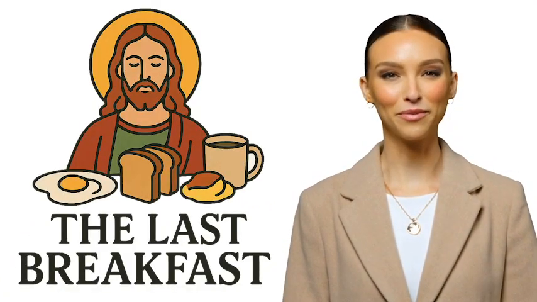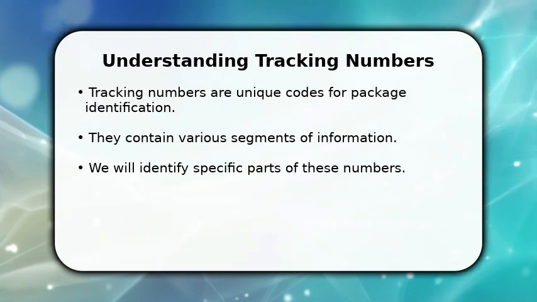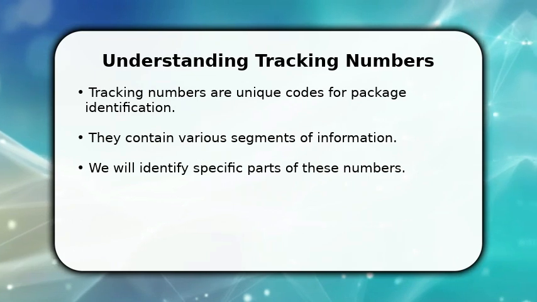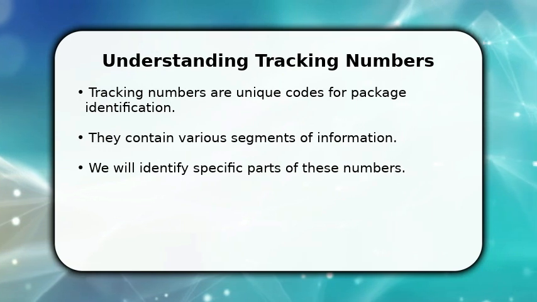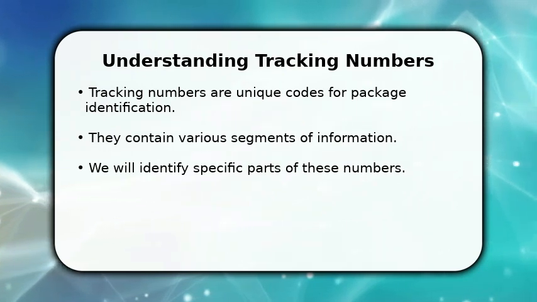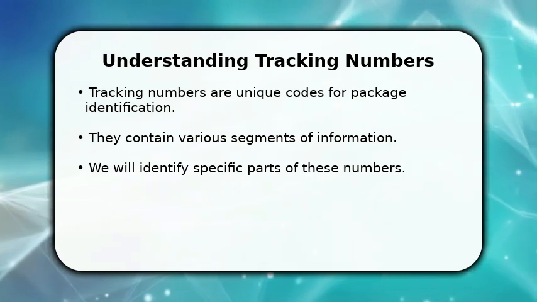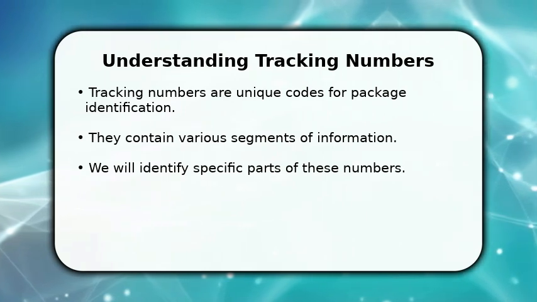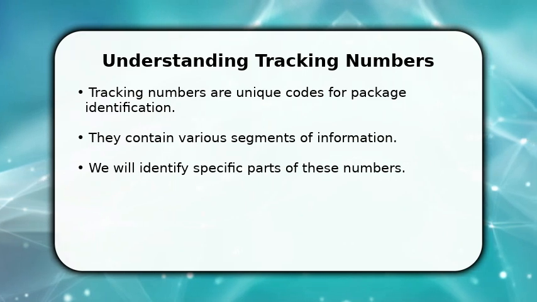Please enjoy the video. In this video, I will explain how to get a middle identifier number using a tracking number. We will begin by understanding the fundamental structure of these unique codes. Tracking numbers are more than just random digits. They are carefully constructed sequences designed to convey specific information about your package's journey. By breaking down their components, you can uncover valuable details about your shipment and its path from sender to recipient.